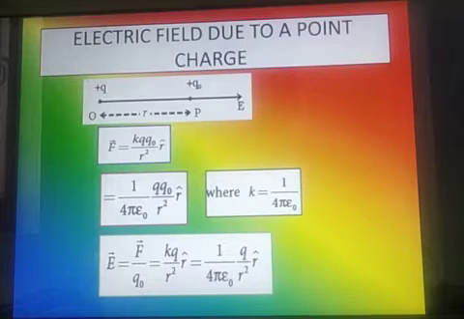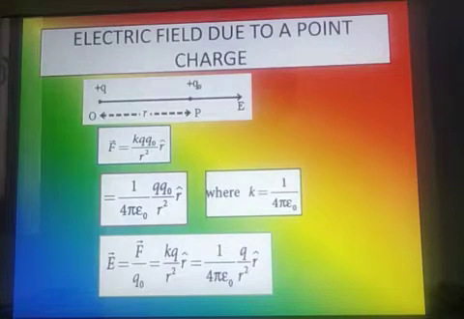In the previous class, we were discussing electric field. Electric field is the space around a charge which can exert electrostatic force. It is called the electric field. Electric field is a vector quantity. Based on that, we were discussing the electric field due to a point charge.